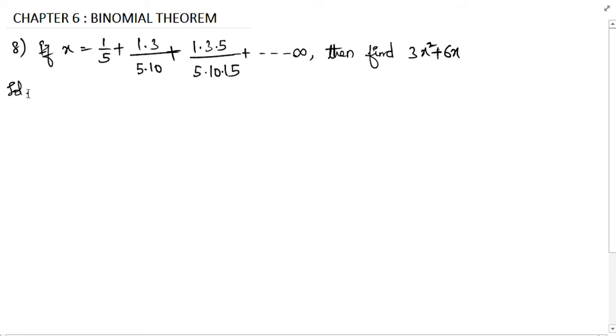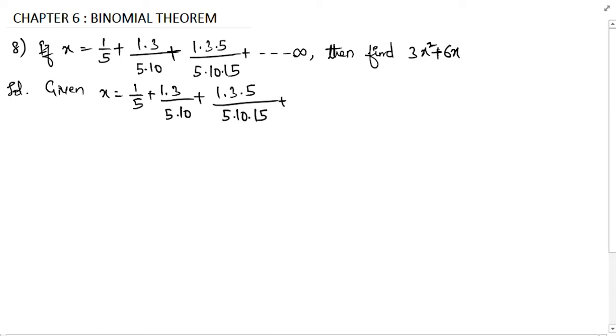Now the eighth one: if x is equal to the given series, then we have to find 3x square plus 6x. So it's given that x is equal to 1 by 5 plus 1 into 3 divided by 5 into 10 plus 1 into 3 into 5 by 5 into 10 into 15 plus so on. Now it's not in our required form, so we are going to add 1 on both sides.